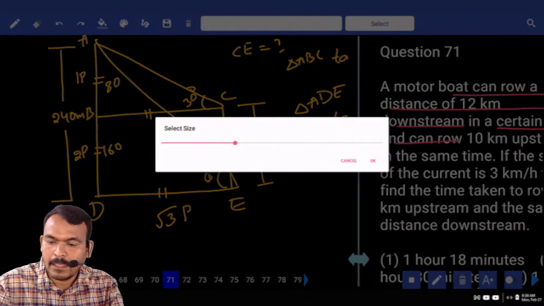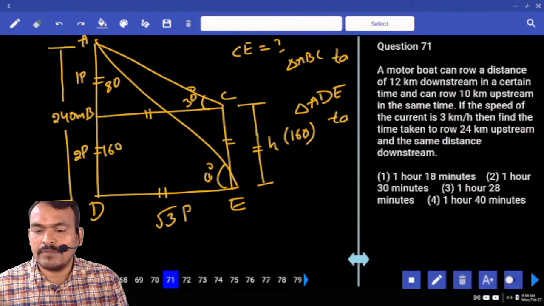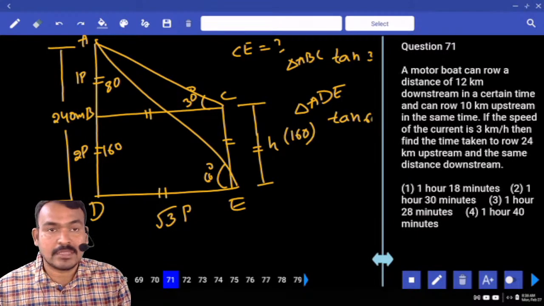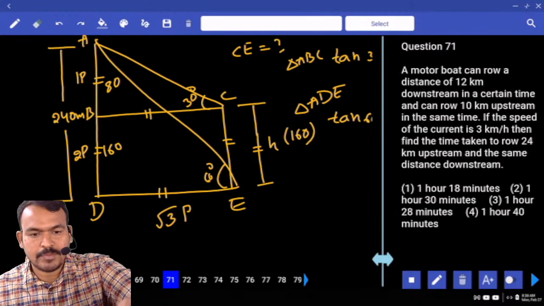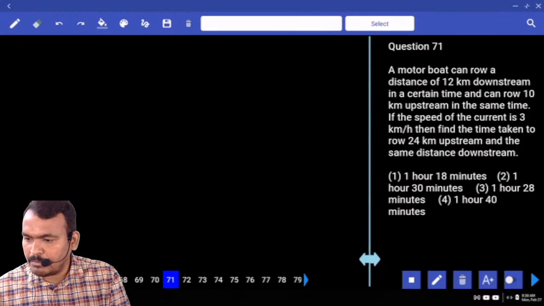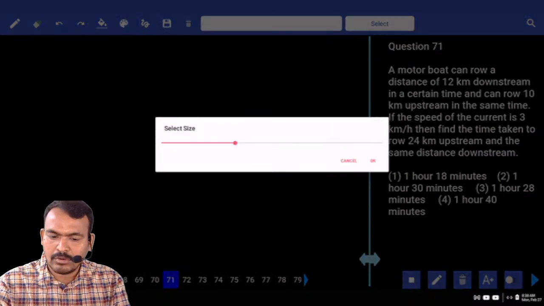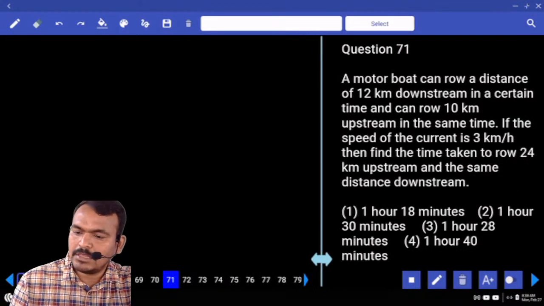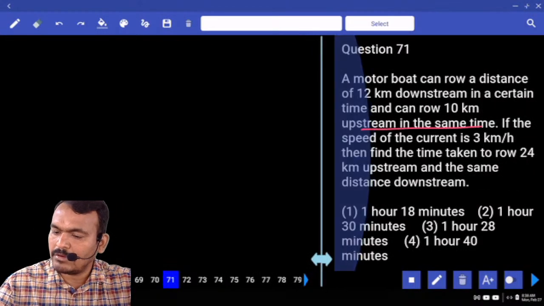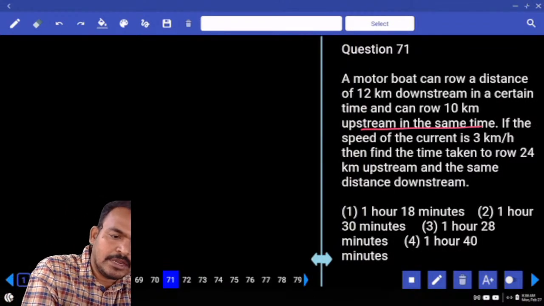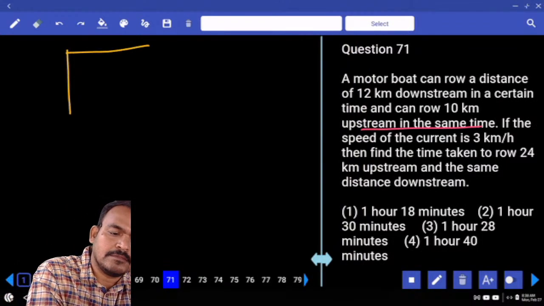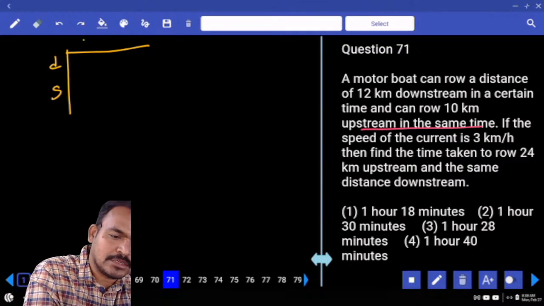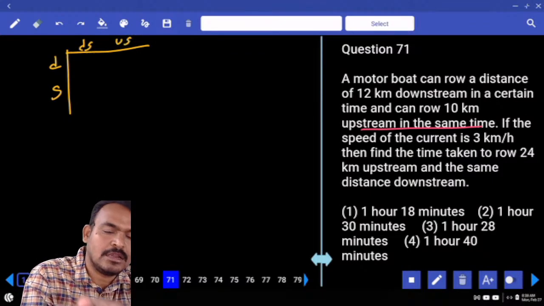Next question, number 71. A motorboat can row a distance of 12 kilometers downstream in a certain time, and it can row 10 kilometers upstream in the same time. If the speed of the current is 3 kilometers per hour, then find the time taken to row 24 kilometers upstream or downstream. First, in both the cases, are the time values same or different? Same. When time is constant, distance and speed are directly proportional.